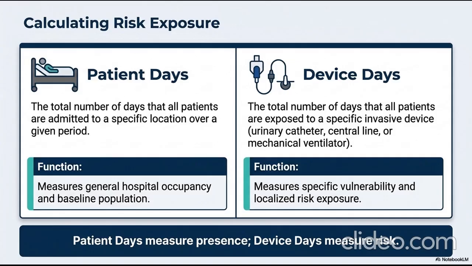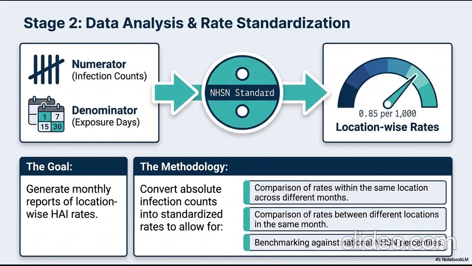Slide 8. Stage 2. Data analysis and rate standardization. Stage 2 involves converting absolute infection counts into standardized location-wise rates. Following NHSN standards, we divide the numerator by the denominator to generate monthly reports. This allows for 3 critical comparisons: tracking a location's performance over time, comparing different units within the same month, and benchmarking against national NHSN percentiles.